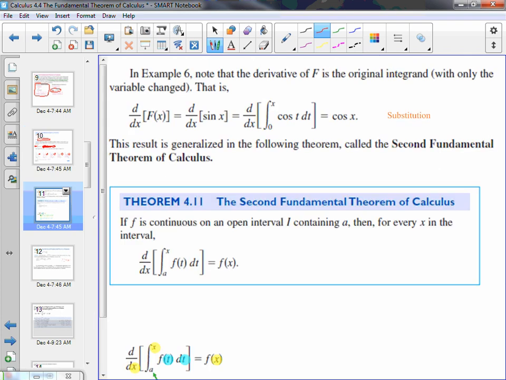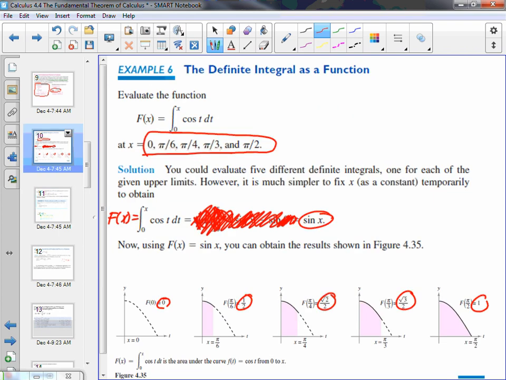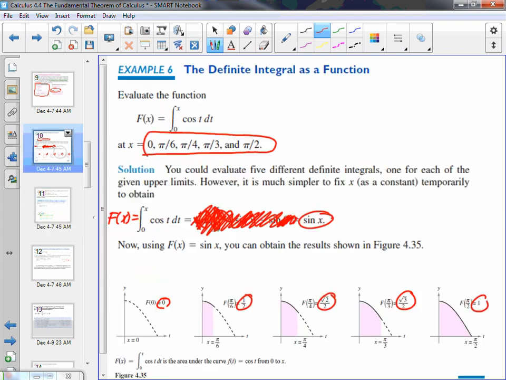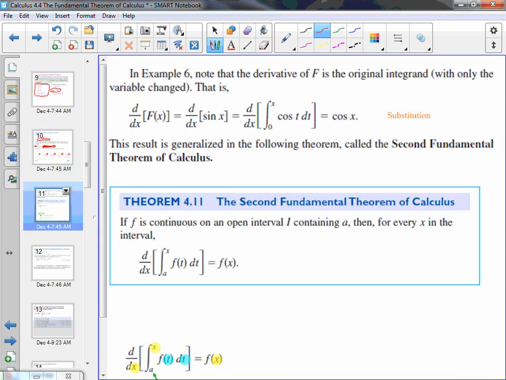All right. It says in example 6, note that the derivative of capital F is the original integrand with only the variable changed. Really? The derivative of what did they say? The derivative of capital F is the original integrand. If capital F equals the sine of x, the derivative of the sine of x, yeah, they're right. It's just with a different variable. Okay? So let's see how this works out.